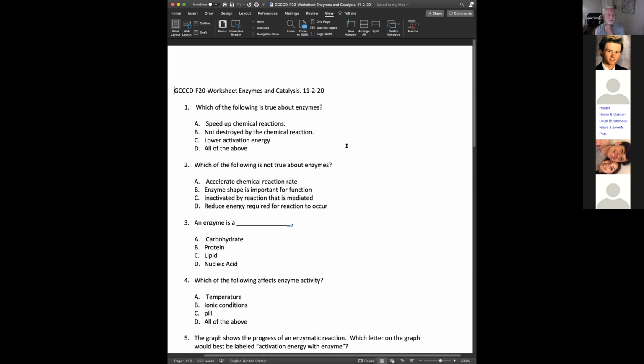It's not true that an enzyme is inactivated, and that's part of the definition of an enzyme, that it's not changed by the reaction. So if it's active before the reaction, it's equally active after. Okay. So which letter was that? Number C. Let's see.